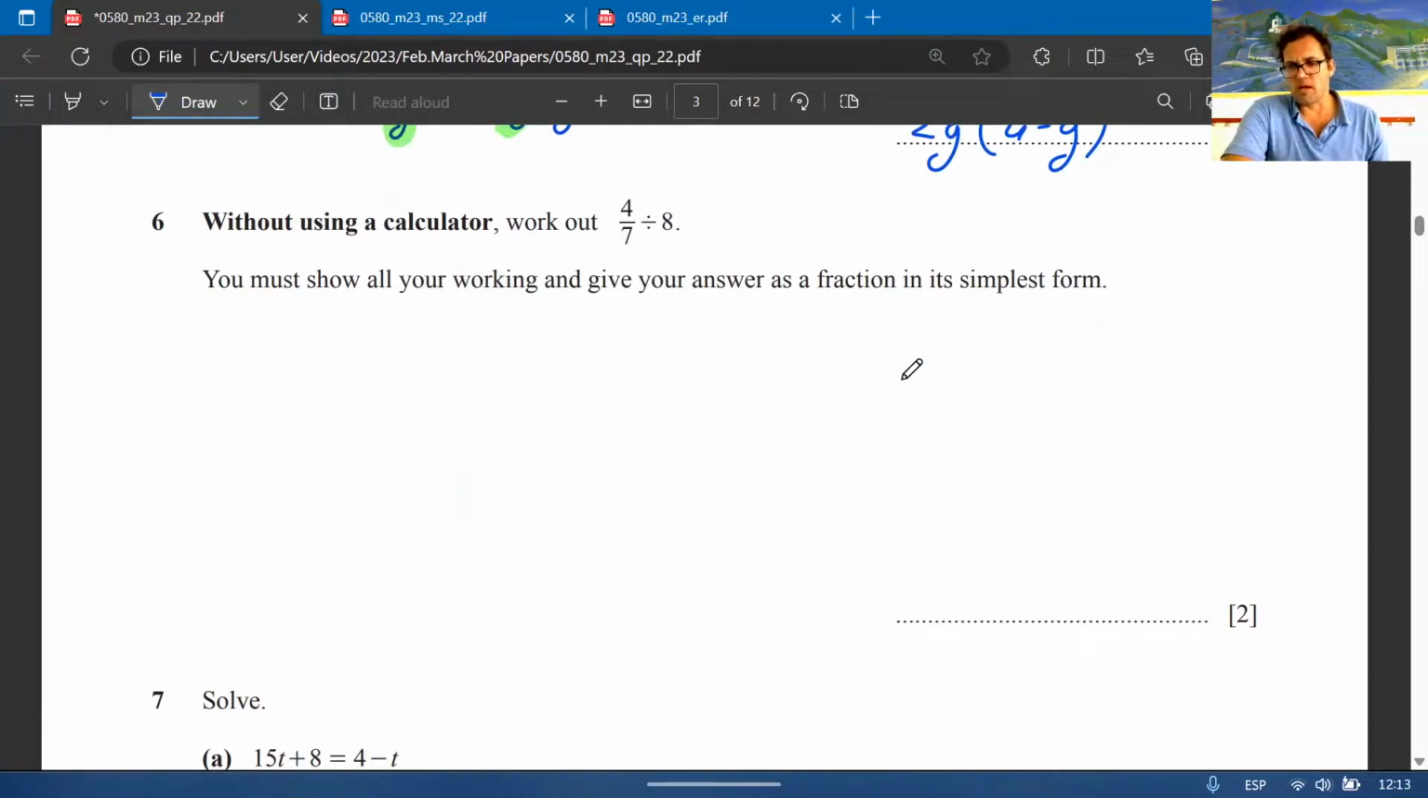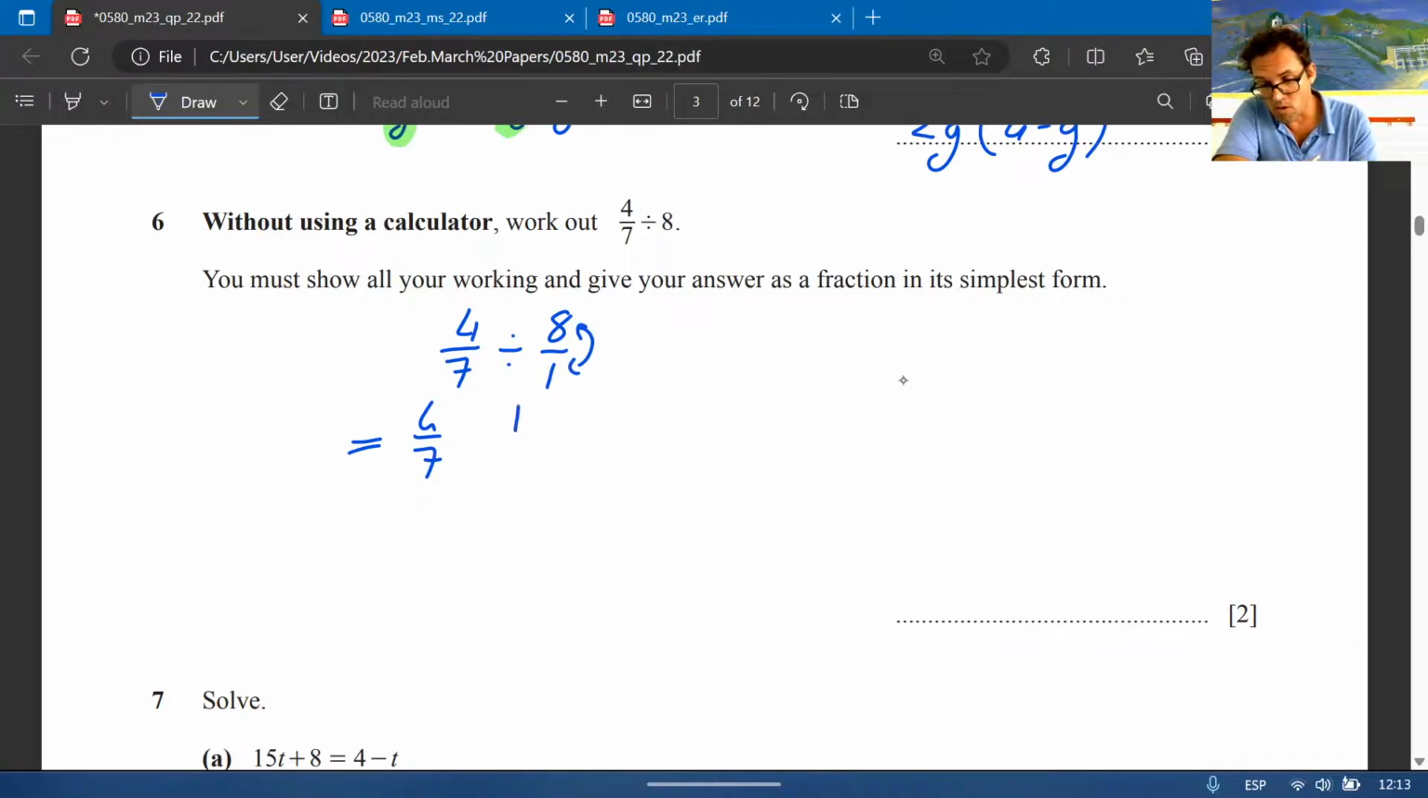Next one, you do this without a calculator. Now, what is 8? Well, 8 as a fraction is 8 over 1, because 8 divided by 1 is 8, so still the same number. When we divide with fractions, it's invert, multiply. You invert the second fraction only, the first one stays the same. So you get 1 over 8, and we multiply. Multiplying fractions is easy as pie, of course. You just multiply the numerator with the numerator, and the denominator with the denominator. 4 times 1 is 4, 7 times 8 is 56.